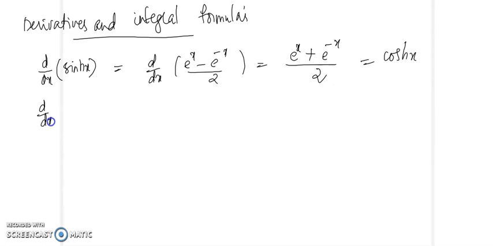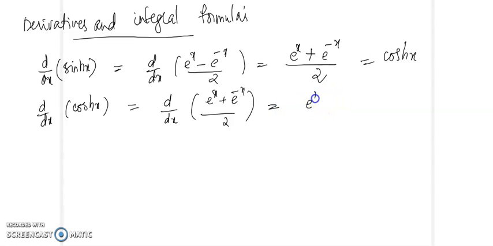And when you take the derivative of cosh x, that will be d by dx of (e^x plus e^(-x))/2. So that is (e^x minus e^(-x))/2, which is sinh x.